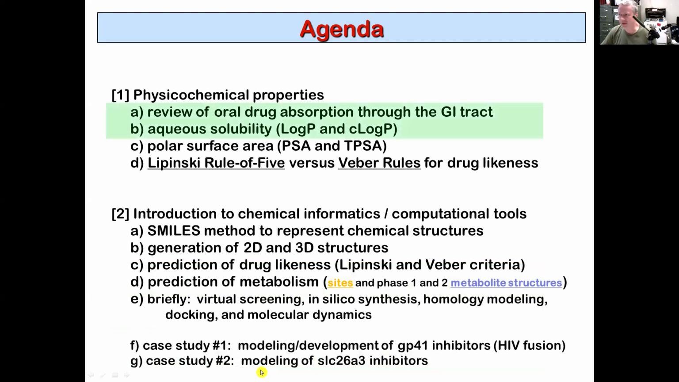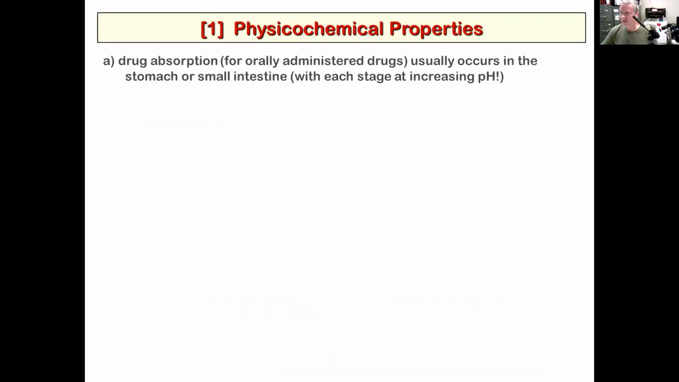Okay, so let's get into physicochemical properties. Oral absorption through the GI tract. Drug absorption occurs usually in the stomach or small intestine, sometimes the large intestine. Usually, a good oral drug will be absorbed kind of early. If you want a quick acting drug, it will be absorbed early. A later acting drug might be absorbed later.